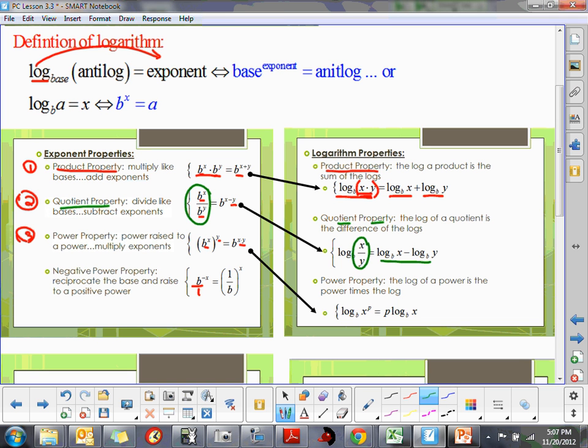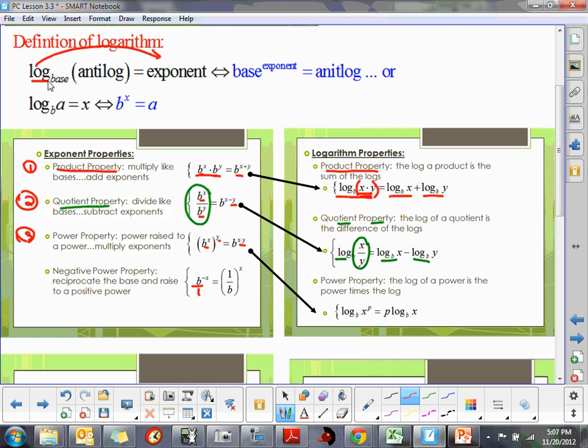There's a high correlation: if we see division in a logarithm, we have to think, what's the rule in our exponent rules? If you divide like bases, you subtract exponents. So therefore, since logarithms are exponents, if you see a division problem in logs, the logs are simply going to be an extension of the exponent rules, and you subtract those exponents.